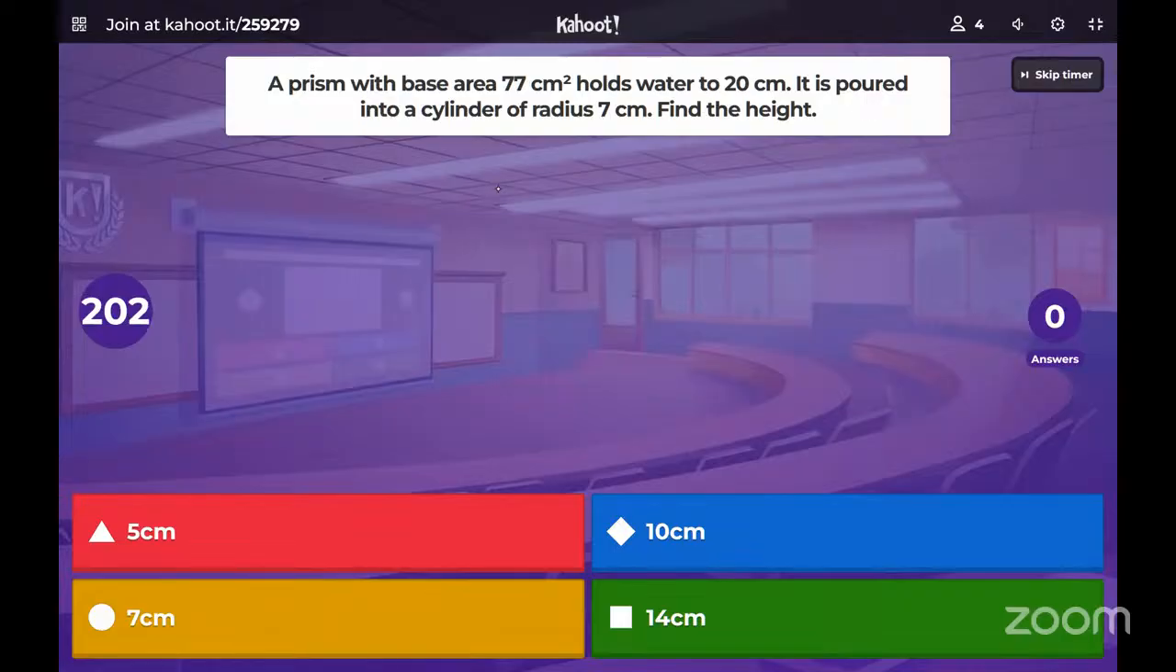So here indirectly they're telling you that the volume is the same. And they've also indirectly told you the height of the prism. They haven't directly asked you, they've indirectly told you. So basically, indirectly they have told you the volumes of both the shapes are the same.